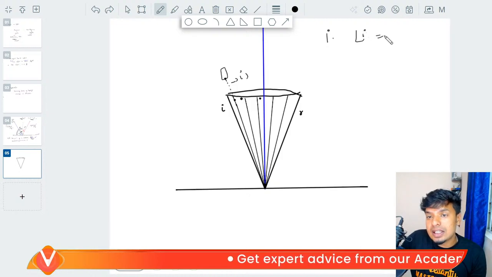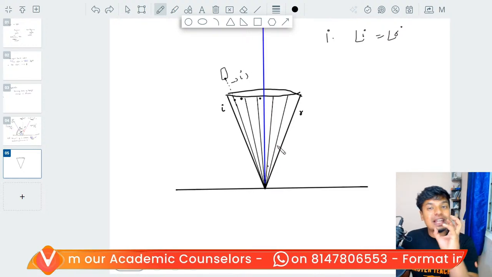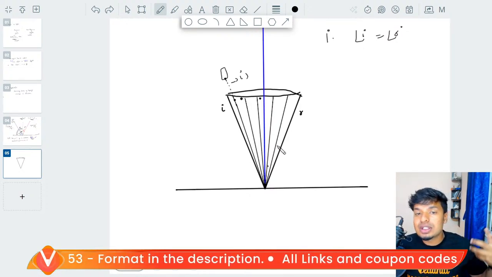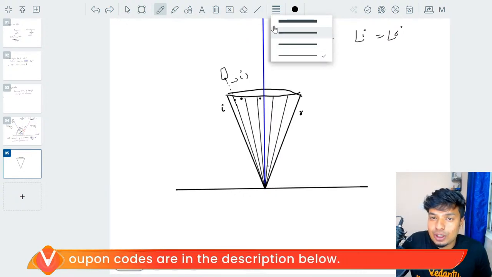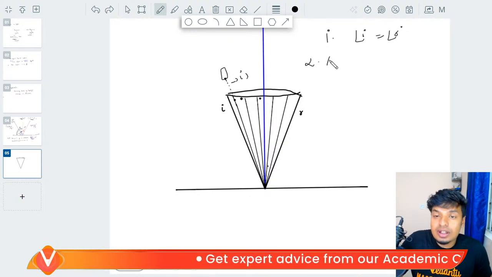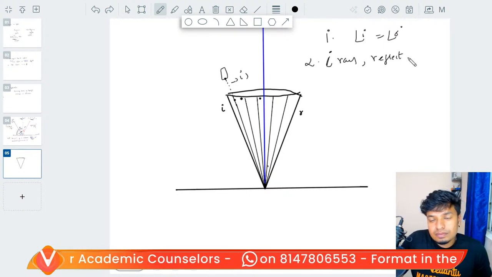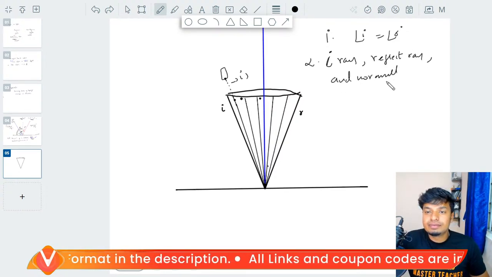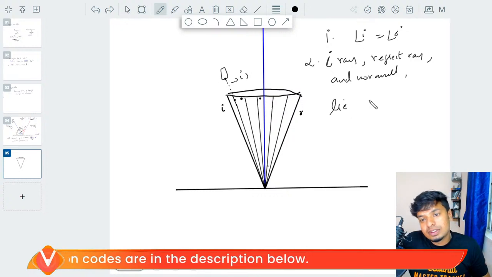The first law tells that the angle of incidence is equal to the angle of reflection. But there are so many lines with the same angle. Every line has the same angle because it is a cone. So in that case, we cannot use the first law. We need a second law. What is the second law? Listen to me very carefully. The second law states that the incident ray, the reflected ray, and the normal, all the three at the point of incidence, they all lie on the same plane.